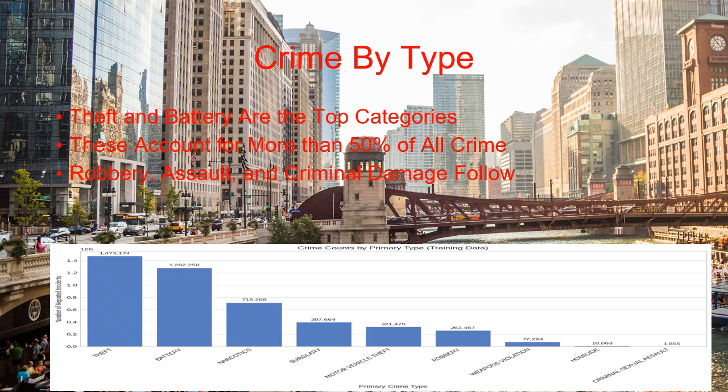Crimes by type. Categorically, theft and battery dominate the data, representing over half of all reported crimes. Other common categories include criminal damage, assault, and robbery. The imbalance is important. Without adjusting class weights, predictive models could become biased towards these majority classes. Visualizations through the bar chart help to clearly show these proportional differences.